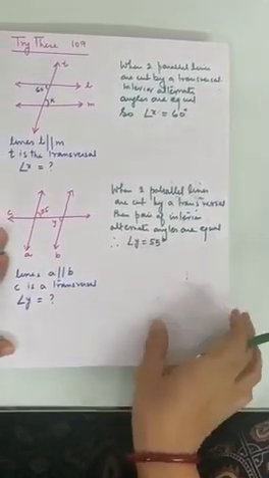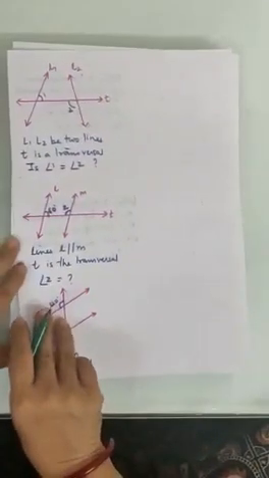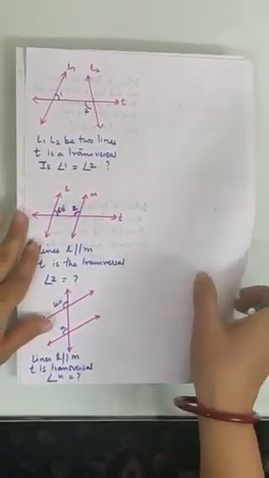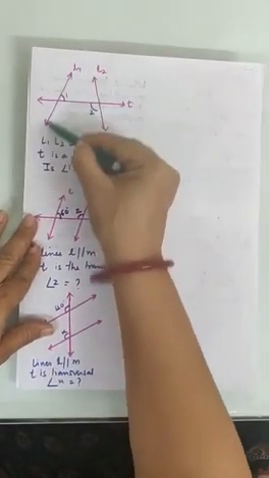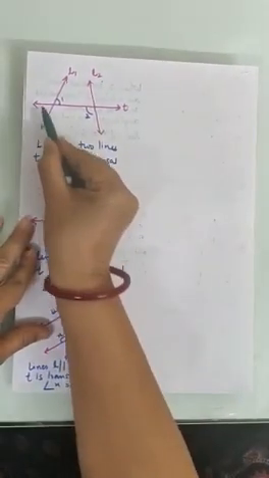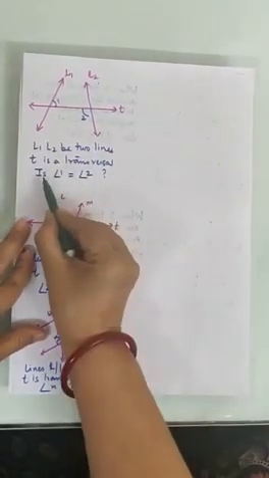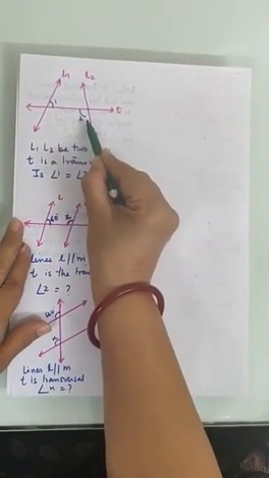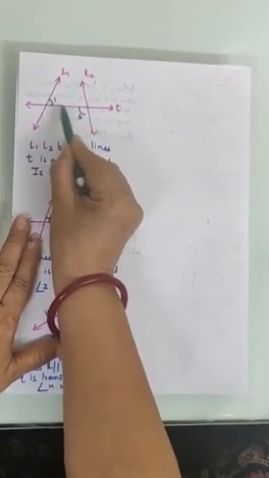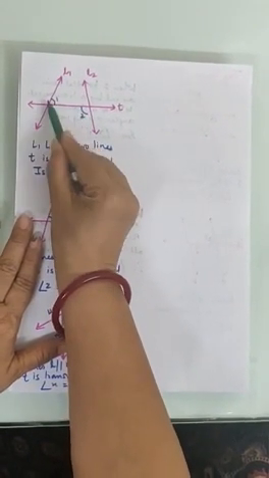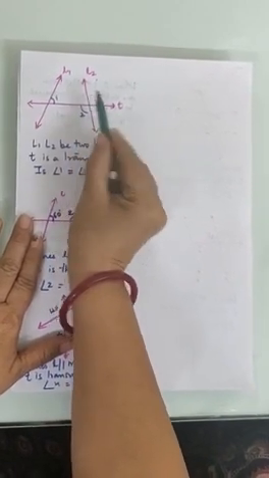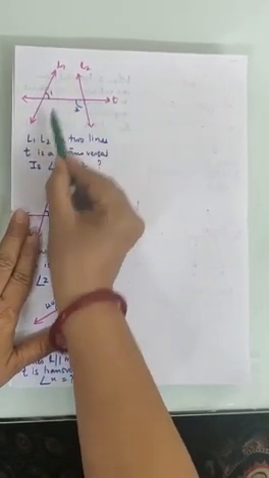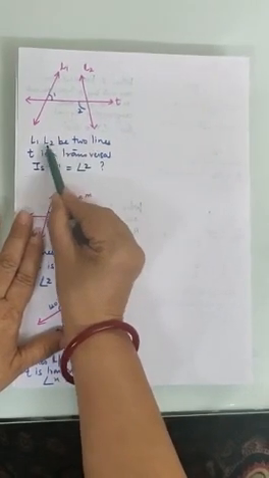Is it clear? Now, coming to the next question. It is given here, L1 and L2 are two lines, and T is the transversal. Is angle 1 equal to angle 2? Now see, these are what? Alternate angles. And when are alternate angles equal? When the lines are parallel. Here it is not given. It is given L1 and L2 are two lines.